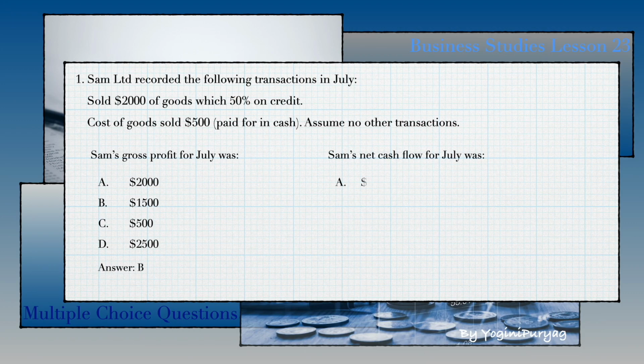Sam's net cash flow for July was $2,000, $1,500, $500, $2,500.